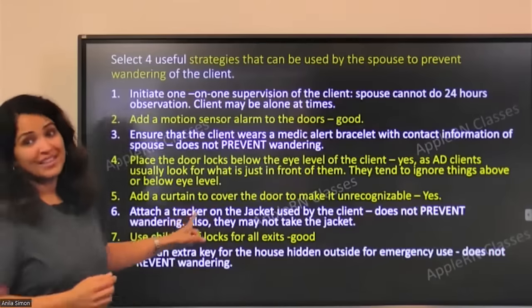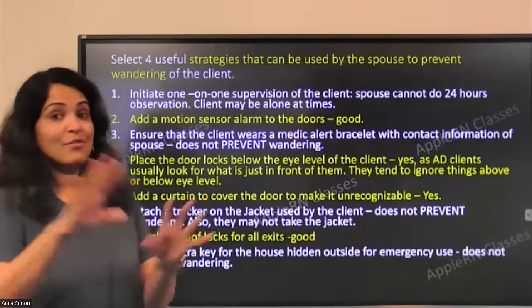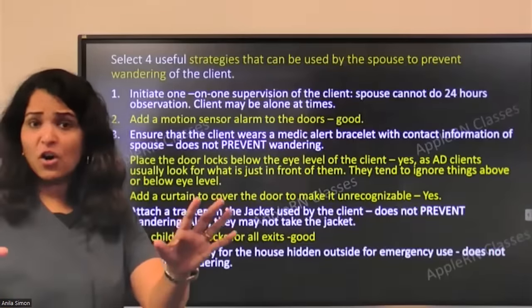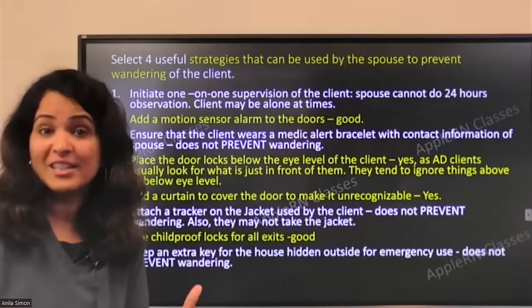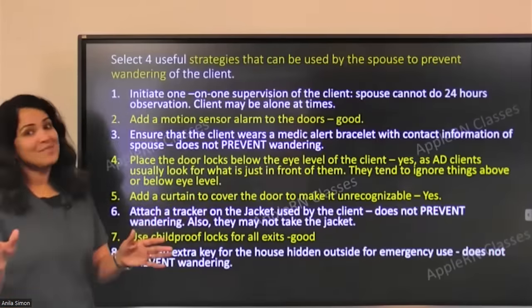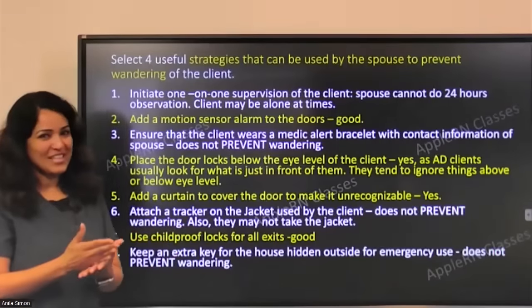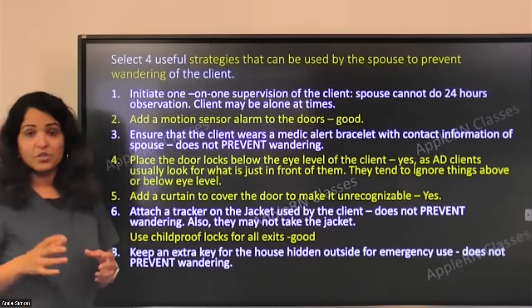And this is one of the things we can do to make the door unrecognizable. Because if you see the door and the door is right there and the handle is there, they will try to open it without even realizing what they are doing. But if it is not recognizable, they may not try it, right? That's prevention.